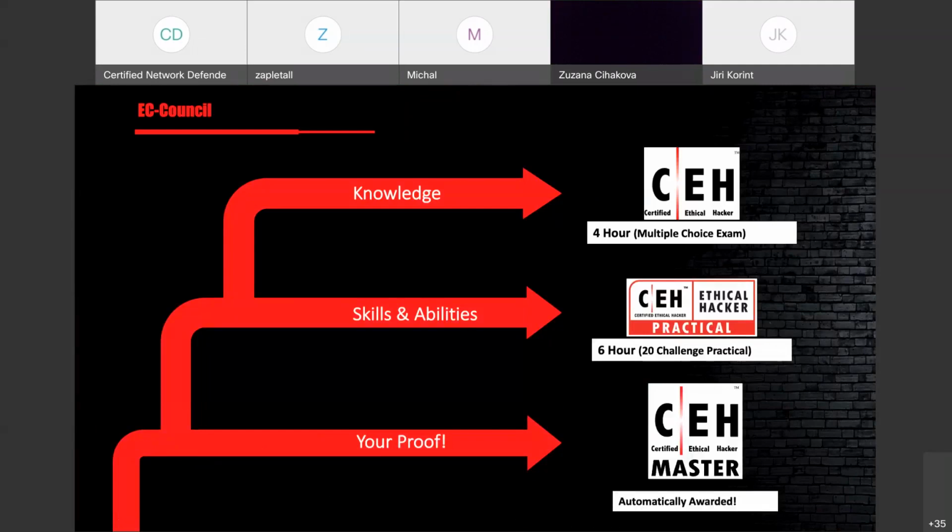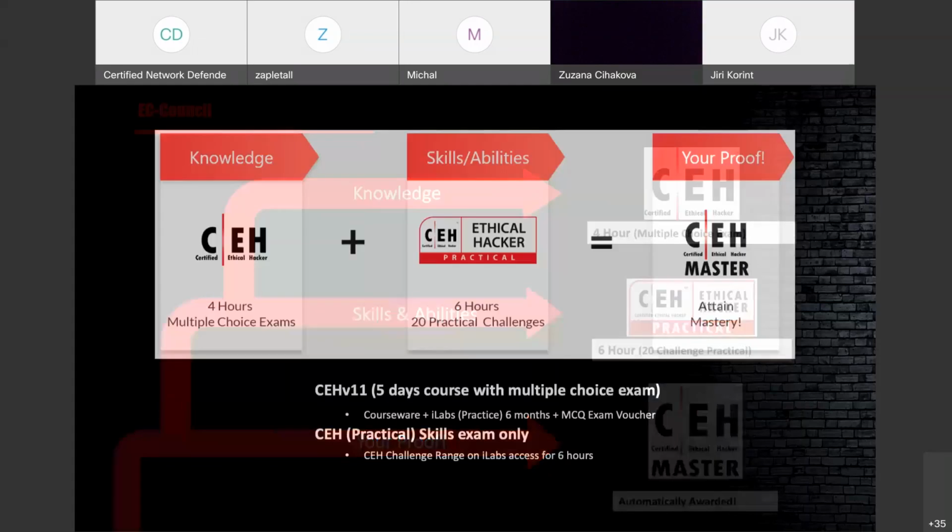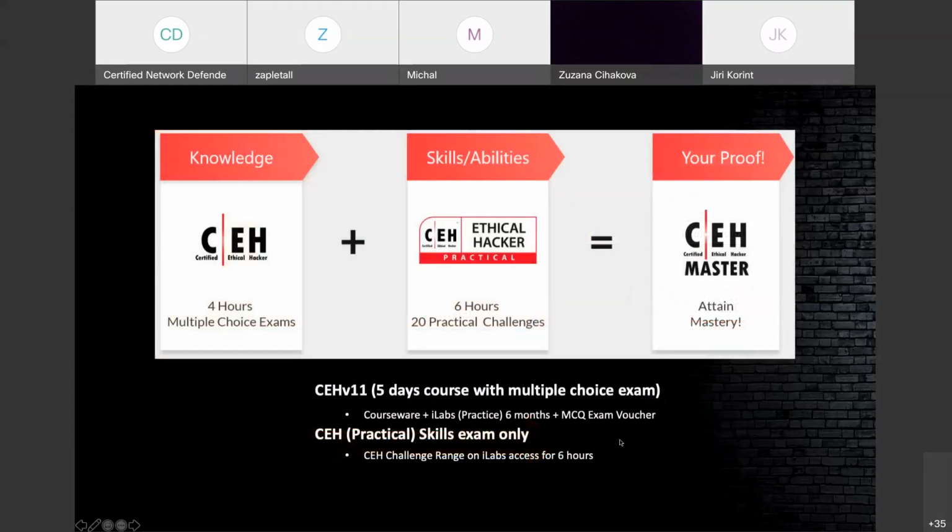But the idea is that we've got you become a certified ethical hacker master. Once you've done the 4-hour multiple choice exam, there is the practical. If you sit both a theoretical exam and you prove that you have the skills and abilities with the practical, the 6-hour 20 challenge practical exam, you can get awarded the CEH master. Essentially the combination of those two will result in you attaining that CEH master.